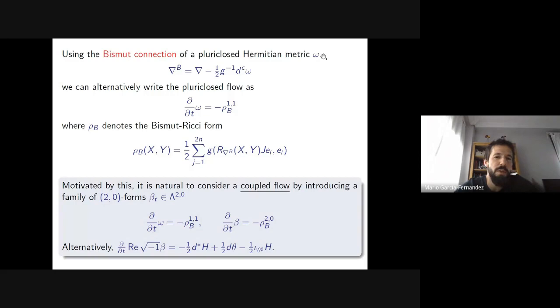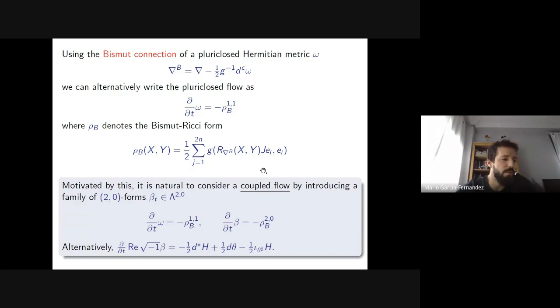If instead of using Chern, I use the Bismut connection of the pluriclosed Hermitian metric, this is the unique unitary connection or Hermitian connection with totally skew symmetric torsion, minus d^c of omega, then I can alternatively write the pluriclosed flow as the following equation. So the variation of omega in time is minus the 1-1 part of the Bismut-Ricci form. Okay, so here Bismut is a connection on the tangent bundle. It is unitary, therefore it induces a connection in the anti-canonical bundle, and then we take the curvature of the induced connection in the canonical bundle, which is given by this explicit formula here.